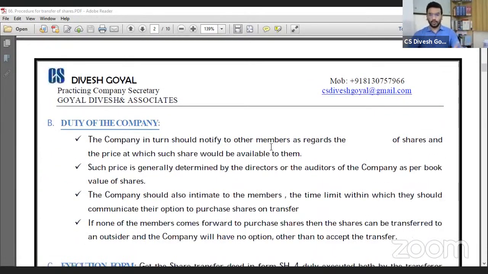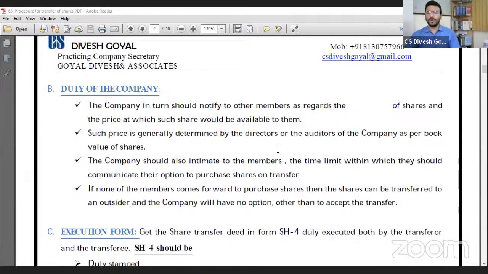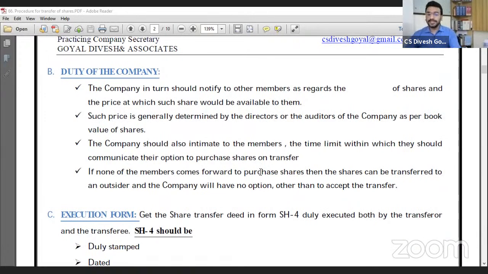In step 2, it is now the duty of the company after receiving the letter. The company in turn should notify the other members regarding the price at which the shares would be available to them, and how they will fix the price. The price is generally determined by the director or auditor on the basis of the book value of the company. In step 3, the company should also intimate to the members the time limit within which they should communicate their option to purchase the shares.